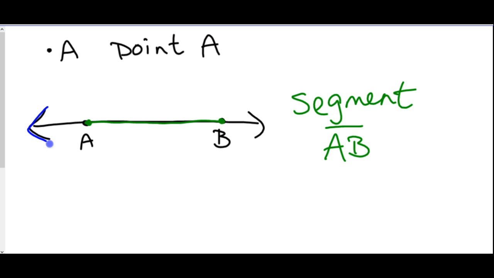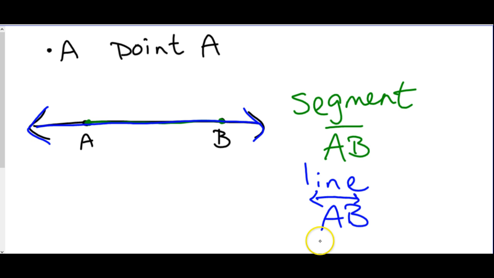We could take the entire line, which we call a line, and still we'd write it as AB, so it looks almost the same as a segment, except we include arrows on both ends to show, hey, this is going forever. And then the last thing we can talk about on this line is called a ray.